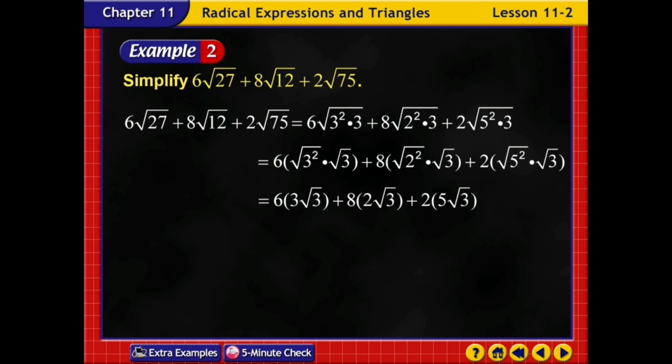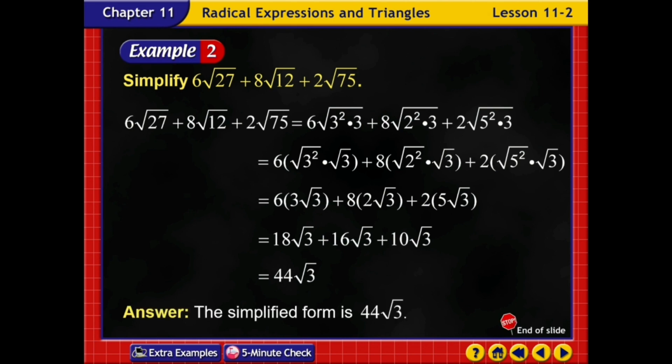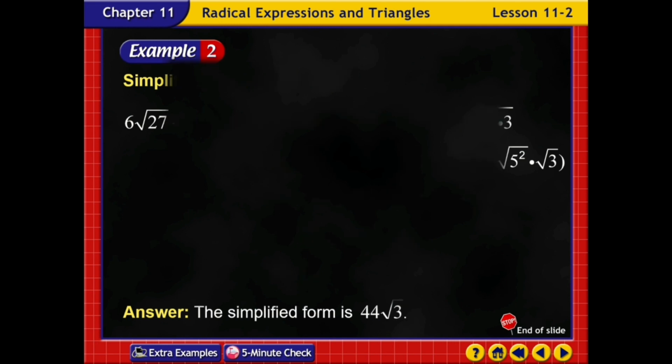Our answer would be 6 times the quantity 3 square root of 3 plus 8 times the quantity 2 square root of 3 plus 2 times the quantity 5 square root of 3. Then we will multiply. Our answer now would be 18 square root of 3 plus 16 square root of 3 plus 10 square root of 3. Then, notice that they are now similar radicals, meaning we can combine them. Our answer now is 44 square root of 3. Okay, the simplified form is 44 square root of 3.